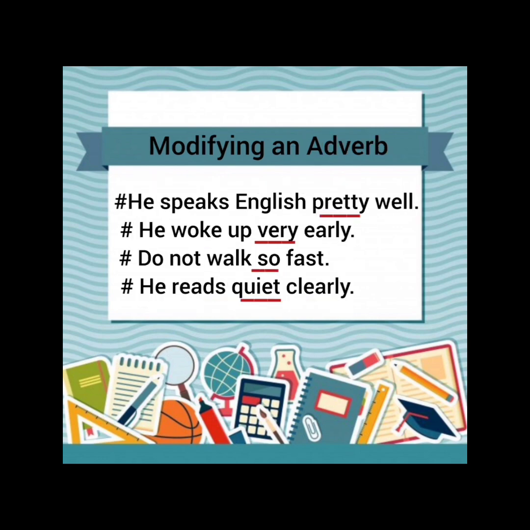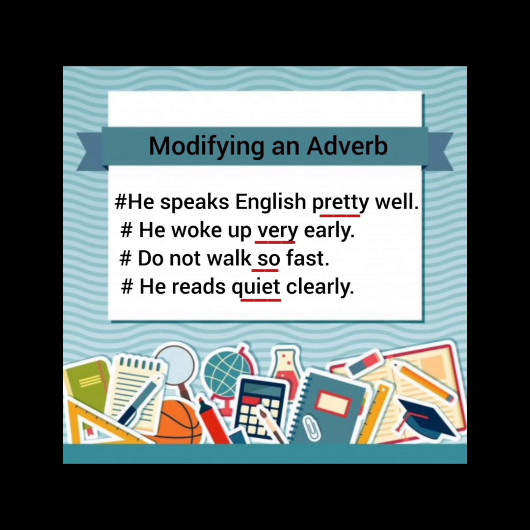Now next is modifying an adverb. How does an adverb modify another adverb? Let's have a look at examples. He speaks English pretty well. Now he is the subject, speaks is an action here. English is used as an object and well is used to modify the action speaks here. If it had been just he speaks well, then well would be the adverb here. But here the word pretty is used to enhance the adverb well. That's why pretty is considered another adverb.